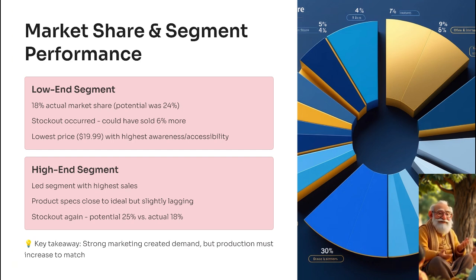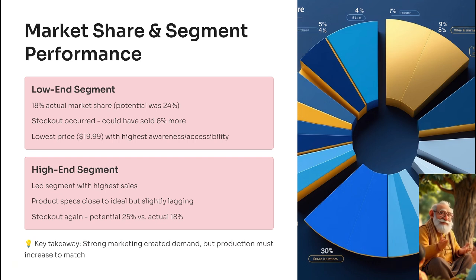What caused this? We priced aggressively, $19.99, lowest on the market. Customer awareness and accessibility were both highest, thanks to high promo, $1,500, and sales, $3,000, budgets. Result: strong demand, but we didn't make enough units. Key takeaway: in the next round, increase production or raise the price slightly to balance demand and maximize revenue.